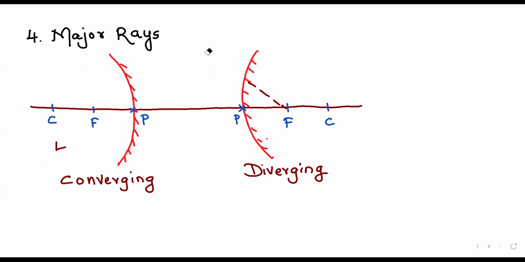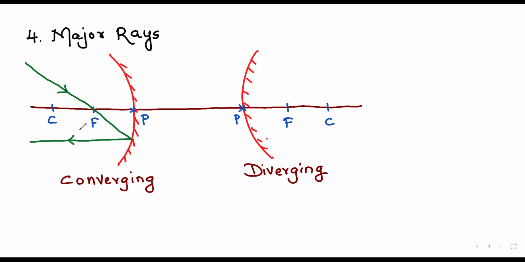Now let's see the second ray. Second ray is any ray which is falling through the focus. If the ray is falling through the focus, after reflection, how will it go, children? It will go parallel. So this is the reverse of the first one.